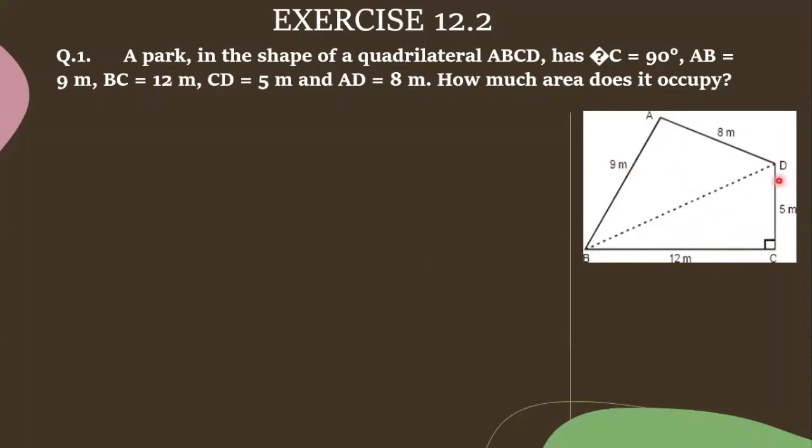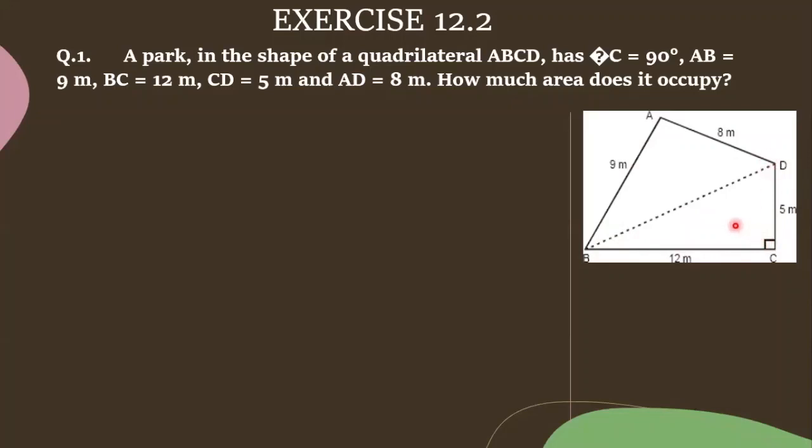See here, this diagonal BD divides this quadrilateral into two triangles. Am I clear, children? Divide the quadrilateral into two triangles. So here two triangles are there, triangle ABD and triangle BDC. First you observe triangle BDC. In triangle BDC, directly we can apply the formula. Area is equal to half into base into height. Because it is a right angle triangle, we have got base also, we have got height also.